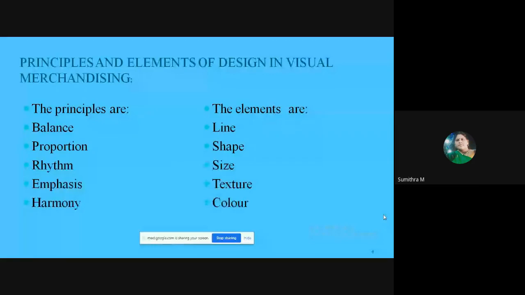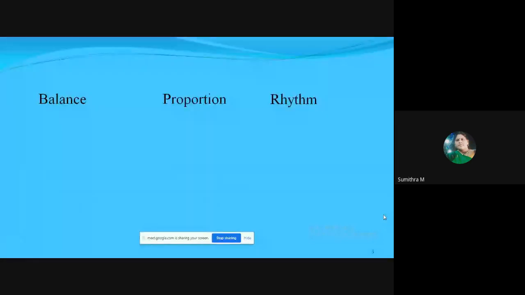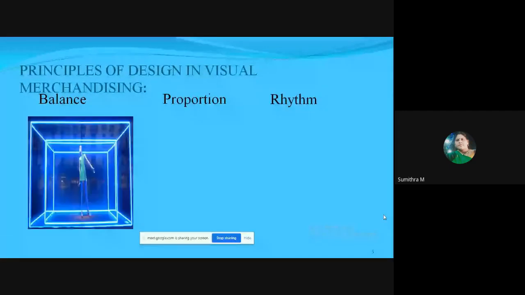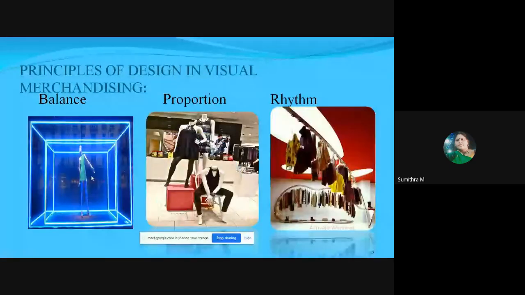And coming to the principles of design, I have shown you different pictures. This first picture represents balance. For example, the mannequin is placed at the middle of the window display. So both sides are in a balanced form. So it will impress the customers who see the display.